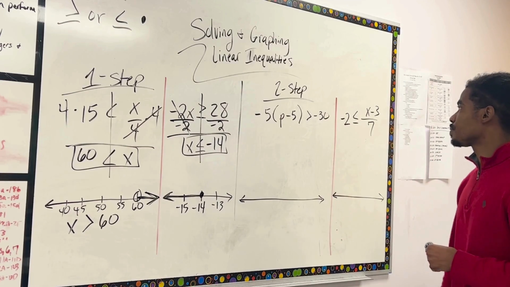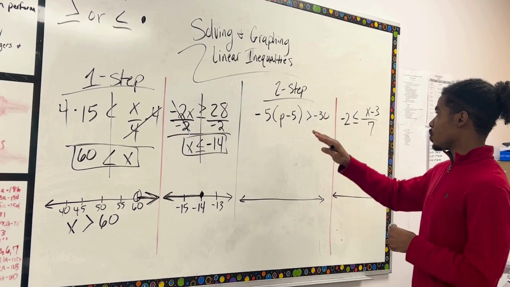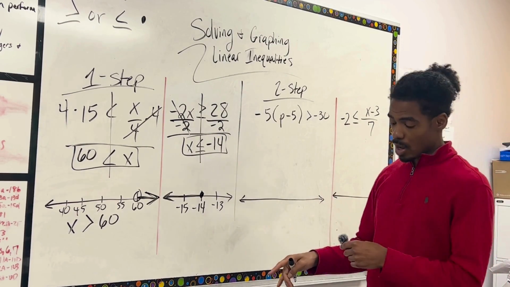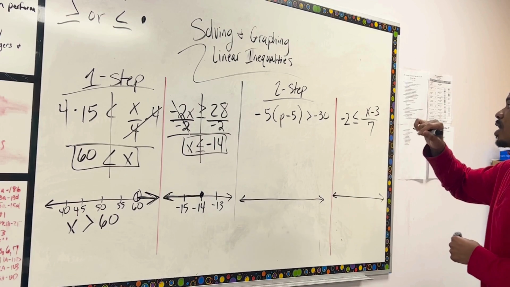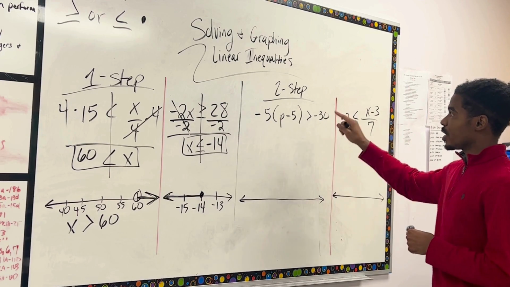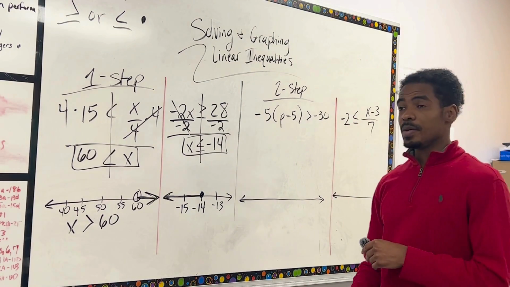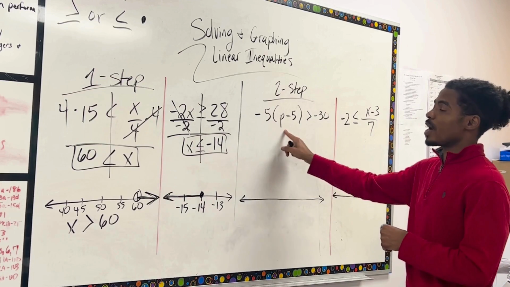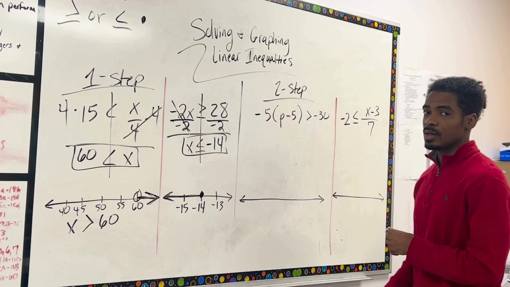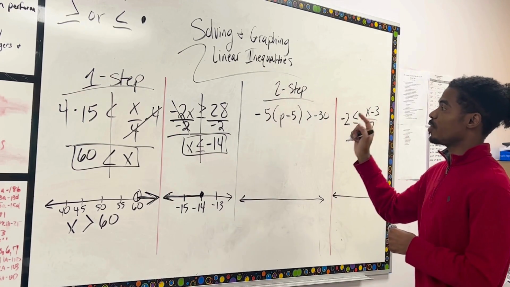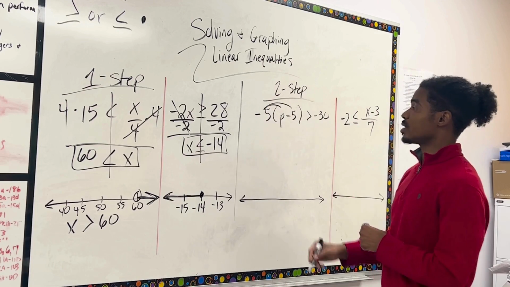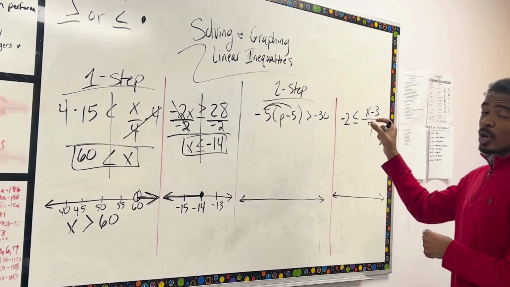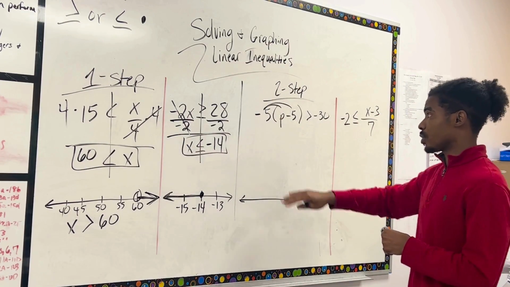Pretty good. All right, now let's do a few two-step inequalities. For this first one, we've got -5 times (p minus 5) is greater than -30. Now what's this called when I've got a number outside of parentheses? That's called the distributive property. So you have to take that number outside the parentheses and distribute it to both of your values within the parentheses.